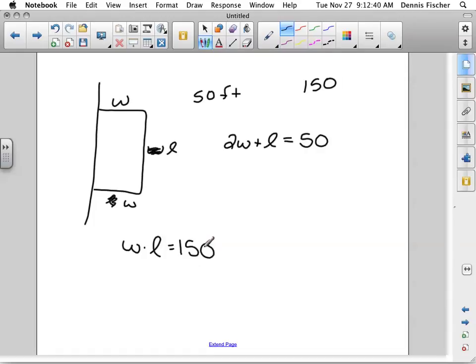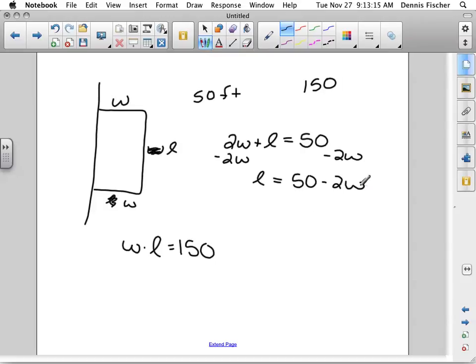And again, both equations have 2 variables, correct? Problem is we have to take one of the equations and get it down to one variable. So probably the easiest way to do that is, can I solve for L on this equation? What can I do? Subtract 2W from both sides, and I'm going to get L is equal to 50 minus 2W, correct? Do I know what L is? Yeah, 50 minus 2W, right?